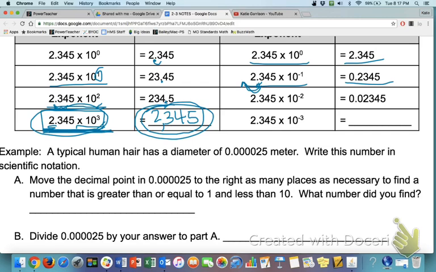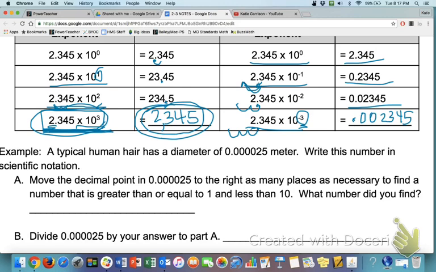So that's why the answer looks like 0.2345. If it's to the negative 2, you're taking that same decimal and you're moving it 2 places to make our number even tinier, which is 0.02345. So now, knowing that, let's take it and move it times 10 to the negative third. So we'll take our decimal and make it even smaller by moving it 3 places to the left. So it would be 0.00235. So this is our standard notation, and again, anything in scientific notation is going to be between 1 and 10 and times 10 to the some power.